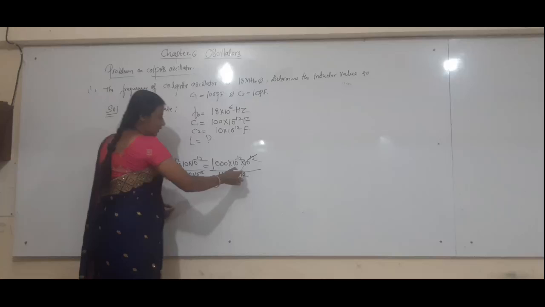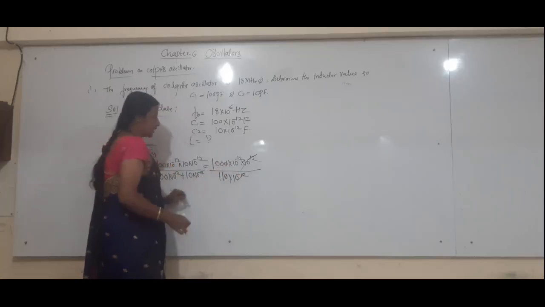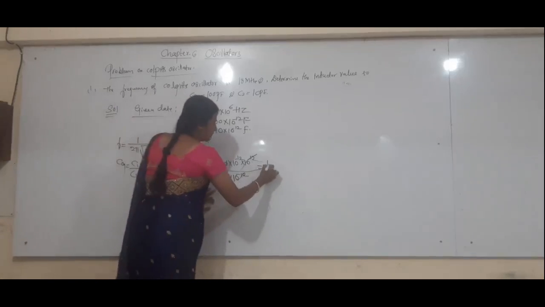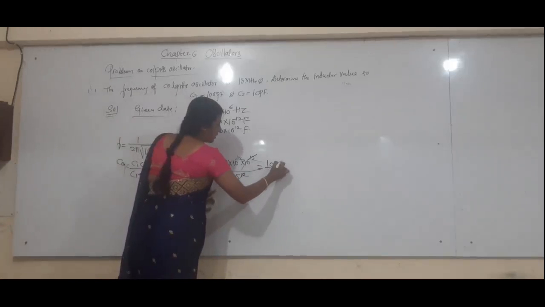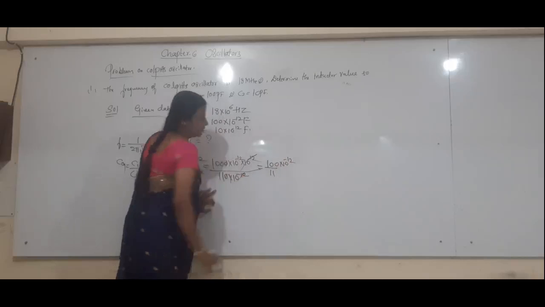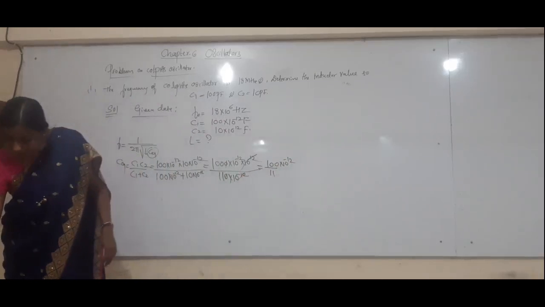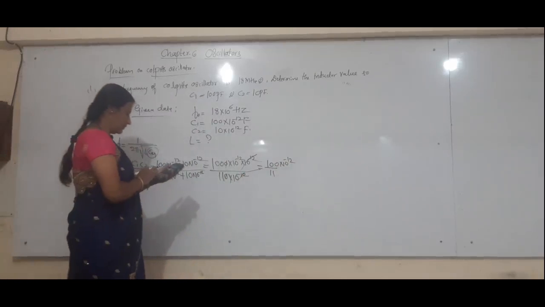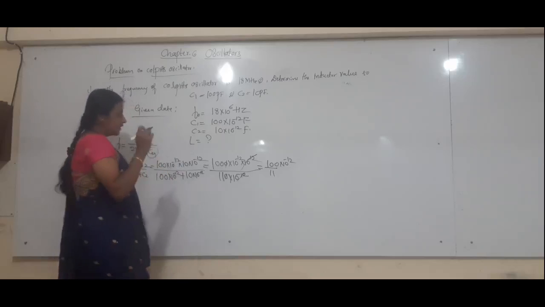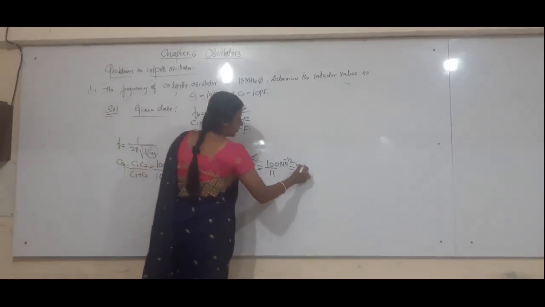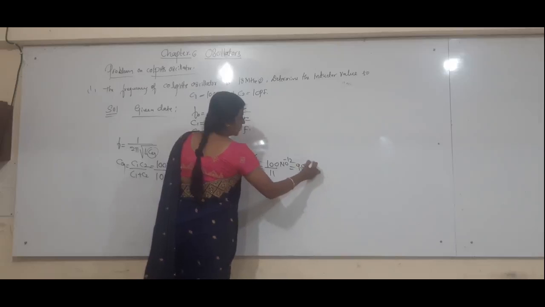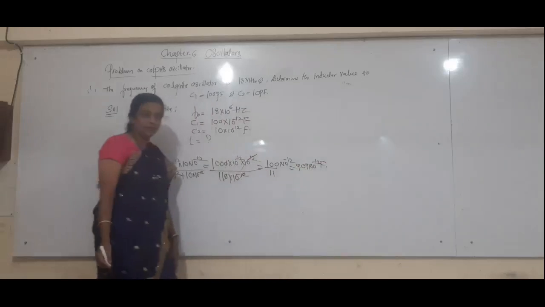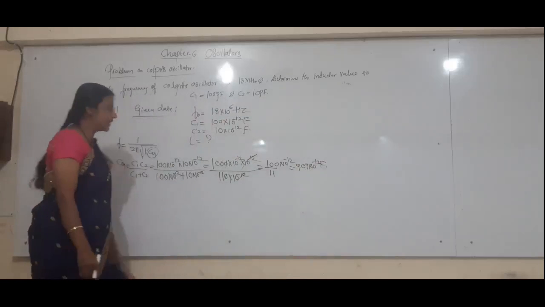1 pico cancels. So, 10 10 cancels. 100 divided by 11 pico. 100 divided by 11 into 10 raised to minus 12. So, that is how much? 100 divided by 11. 9.09 picofarad. 9.09 into 10 raised to minus 12 farad is the CEQ, the value of equivalent capacitance.